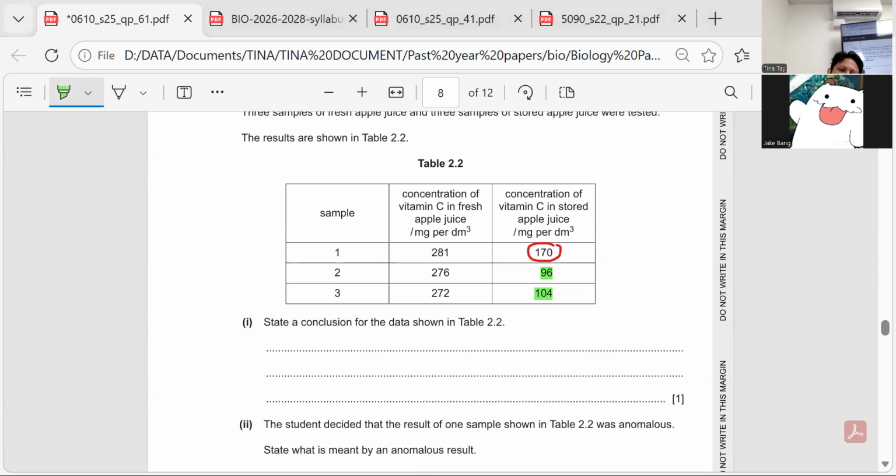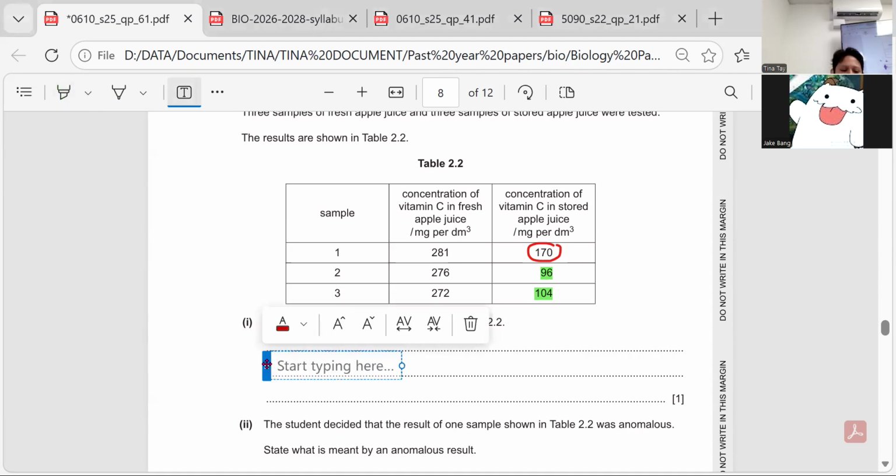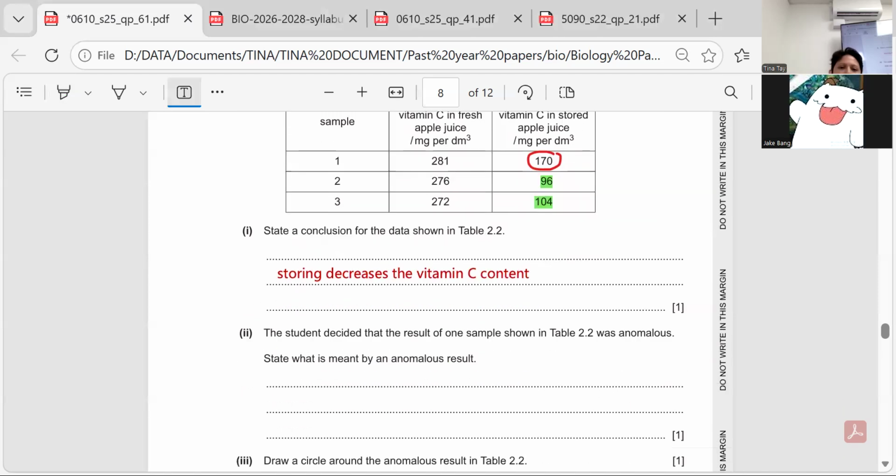Okay. Storing decreases the vitamin C content, correct? What is the anomalous result? Okay, a result that does not fit the pattern.